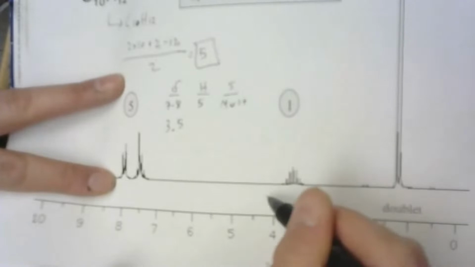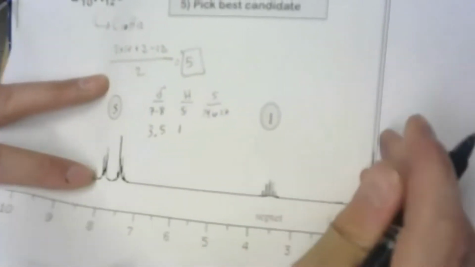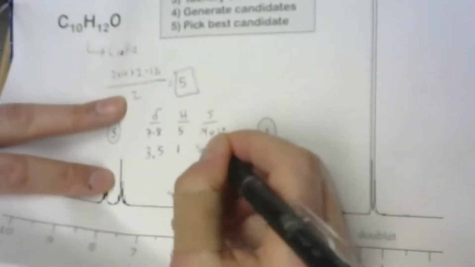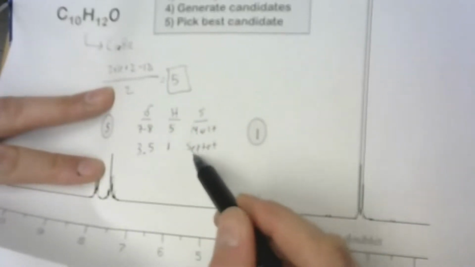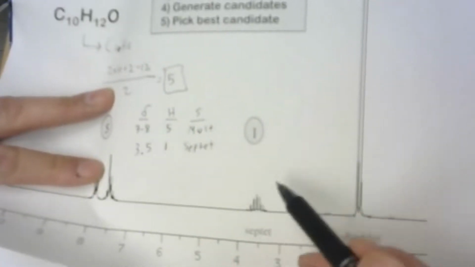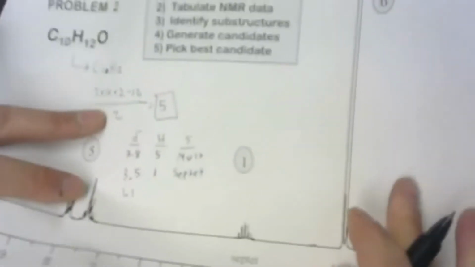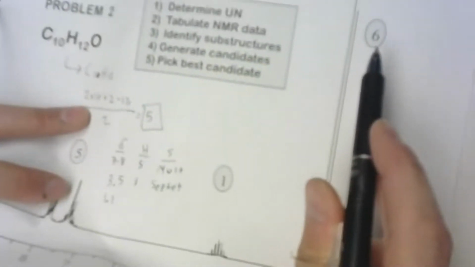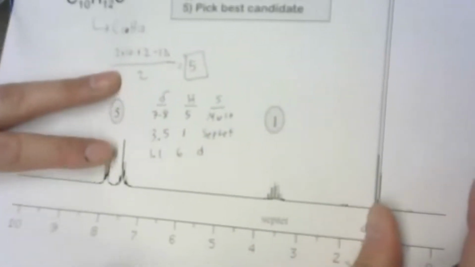3.5. And what is it? It's a septet. And how many protons are there? Probably 1. And it's a septet. Meaning, probably looking ahead, it's probably going to be a CH next to 2 methyls, right? And then at 1.1, big doublet of how many protons? 6. So 6, and we have a doublet, D, okay?